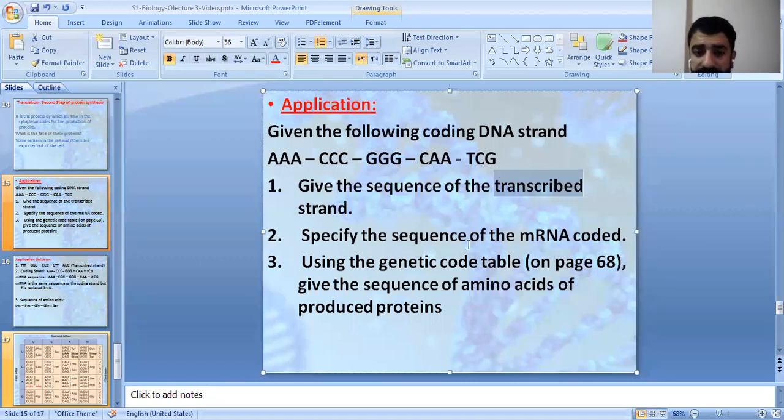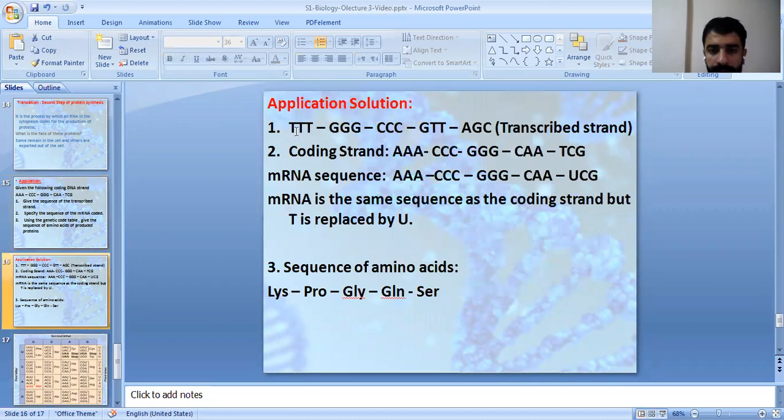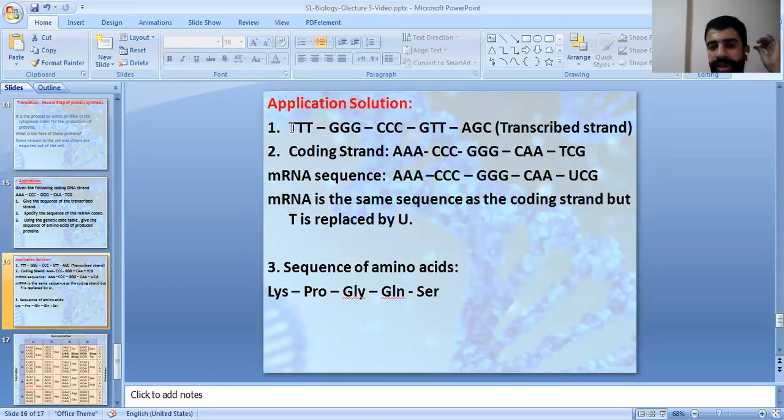Complementary. Specify the sequence of the mRNA. You have to specify the sequence of the mRNA coded. Sequence of the mRNA, either you use the coding and T is replaced by U, or you use the non-coding and you make it complementary. Here, transcribed, we have first AAA, it becomes TTT, CCC, GGG. We have GGG, it becomes CCC. CAA becomes GTT and AGC.